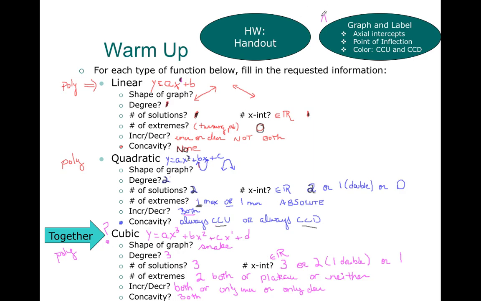Your homework is to graph cubics. You do want to use your calculator. Graph all axial intercepts. I used that from the IB problem. That means both x and y intercepts, but you can use your calculator to find them. I will teach you how to find something called a point of inflection. And I want to ask you to color the concave up and concave down intervals, but I will teach you how to do that. All right, move to notes, and you have a handout to go along with this.